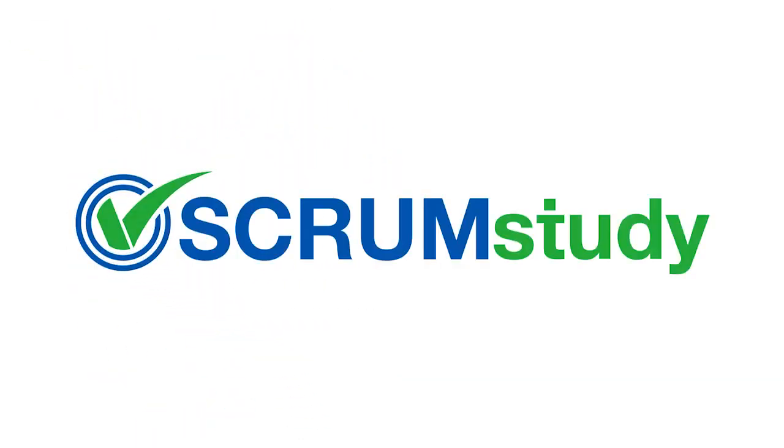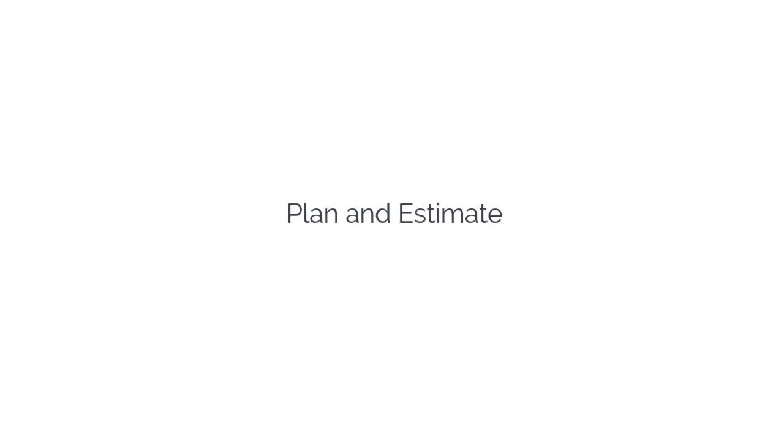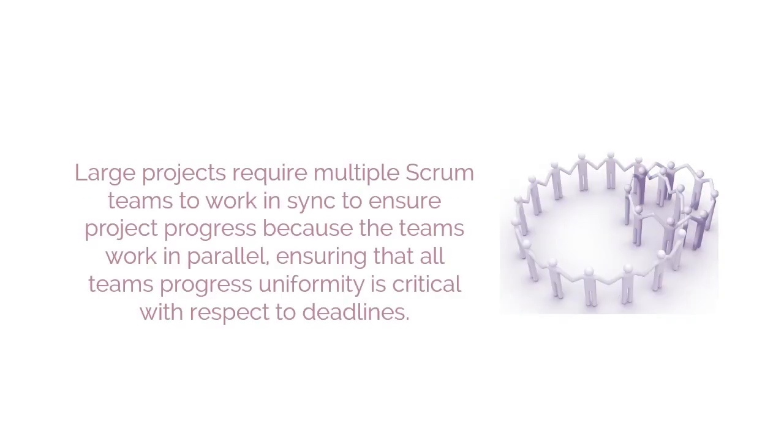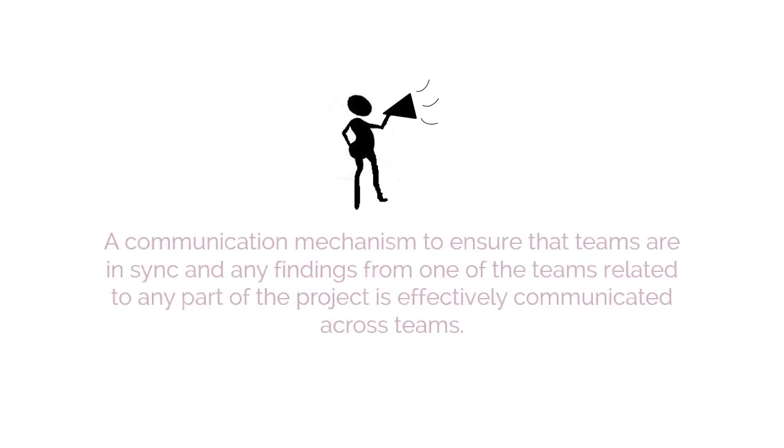Today, we're going to learn the phase explained after plan and estimate in Scrum: implementation. To start with, large projects require multiple Scrum teams to work in sync to ensure project progress. Because the teams work in parallel, ensuring that all teams progress uniformly is critical with respect to deadlines. There has to be a communication mechanism to ensure that teams are in sync and any findings from one of the teams related to any part of the project is effectively communicated across teams.